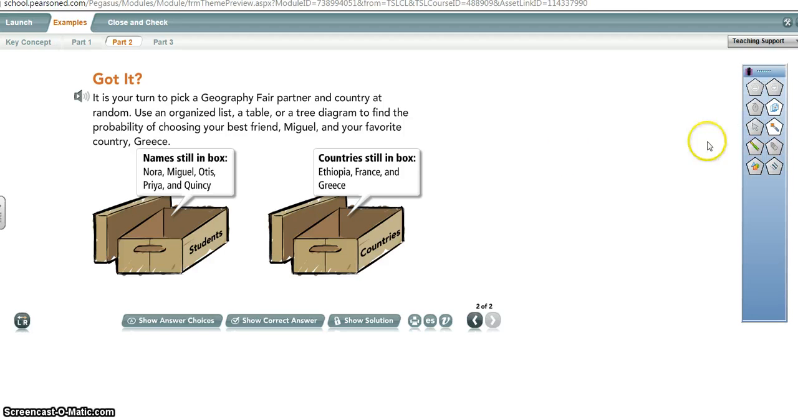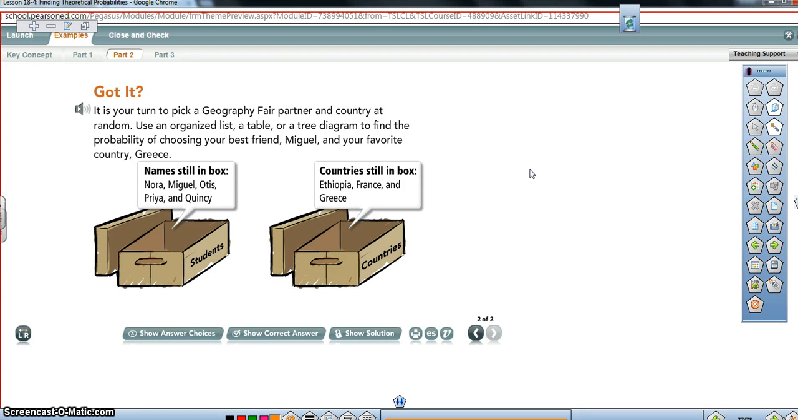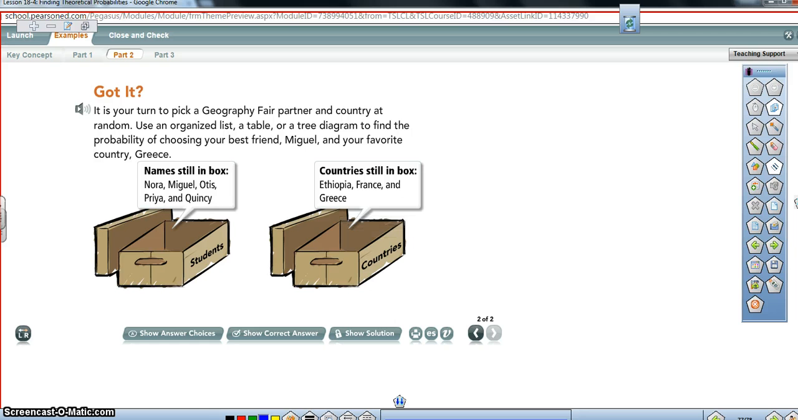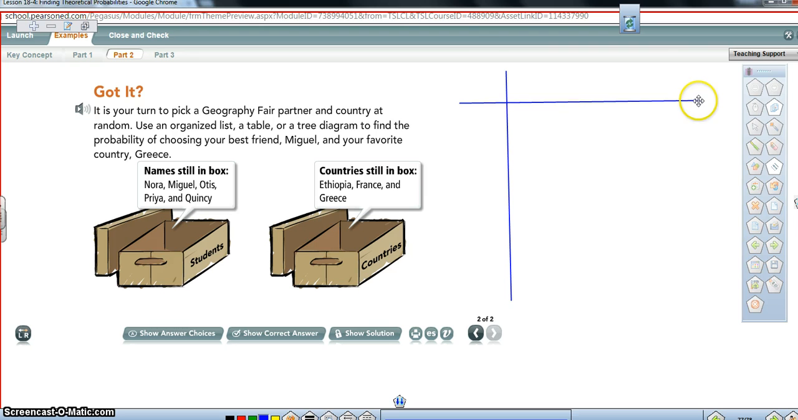Well, this one has 2 steps or 2 choices that we have to make, and I kind of like to use a table if I have 2 choices. You could also do a tree diagram. Okay, so in my table, I have to choose the names: Nora, Miguel, Otis, Priya, or Quincy. And I have to choose a country: Ethiopia, France, or Greece.